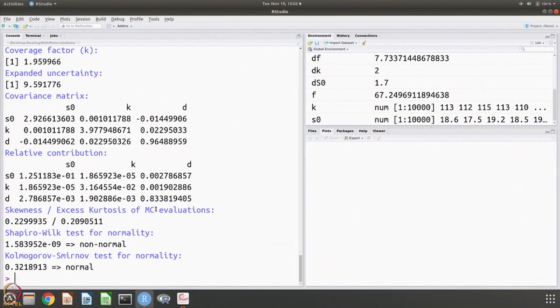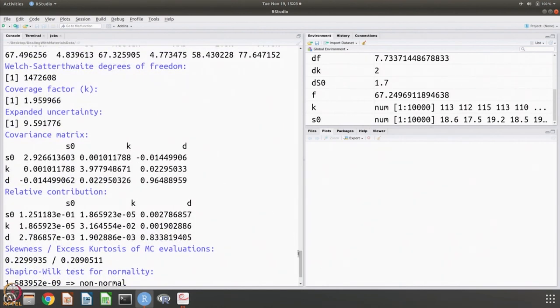Again, we see that majority of the contribution comes from D, about 83%, and this is about 12%, and this is 0.031, so it is about 3%. And the covariance matrix, again you can see that they are not contributing much. Most of the contribution is coming from the variances. So you can assume that they are independent. That is a fairly good approximation.